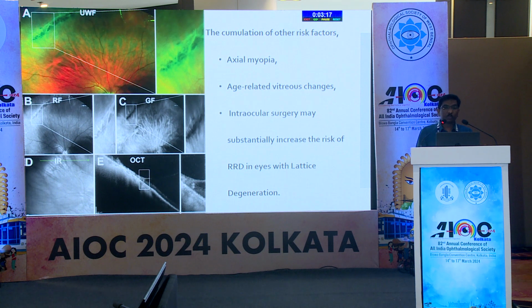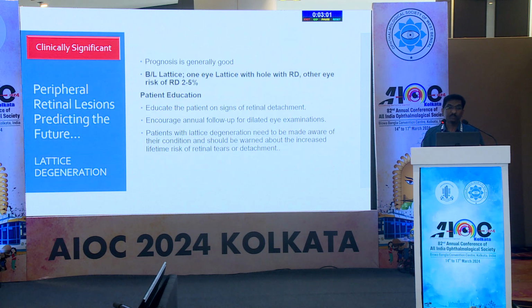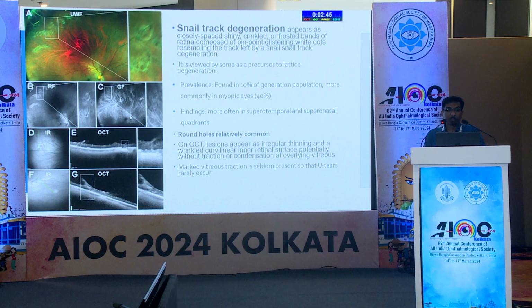So you have to look at the cumulative risk factors in these patients, like axial myopia and age-related vitreous changes. Any intraocular surgery can substantially increase the risk. Tractional tears are usually seen in patients more than 50 years old. If the patient has a RD or a RD with hole in one eye, the risk of detachment in the other eye is approximately 2 to 5%. So we need to educate the patients regarding the other eye RD also.